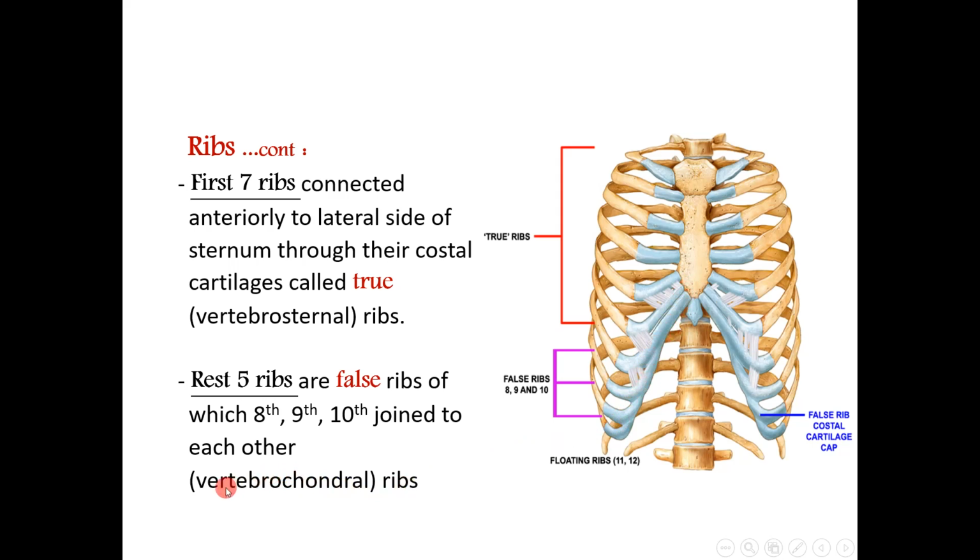And so they are called vertebrochondral ribs. What is meant by chondral? Chondral means cartilage. In medical terminology, chondrum is cartilage. They don't reach the sternum like the true ribs. The true ribs are vertebrosternal because they reach the sternum. The false ribs don't reach the sternum directly, but their cartilages join together, the 8th, 9th and 10th, and they attach to the cartilaginous part of the 7th rib, and so they are called vertebrochondral ribs.